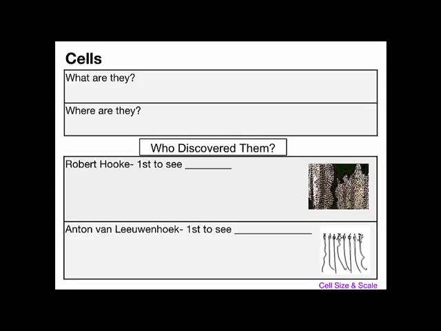So first of all, you guys have an overview. We talked about it in our living things section. But basically cells are what all life is made out of. They're the basic unit of life, and they're found in all living things. The definition of a living thing is something that's made of cells.